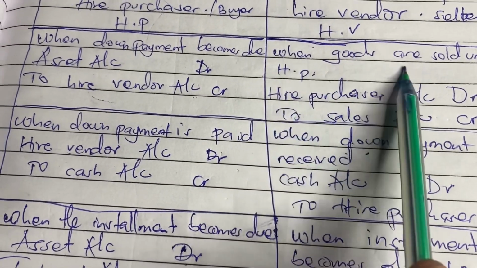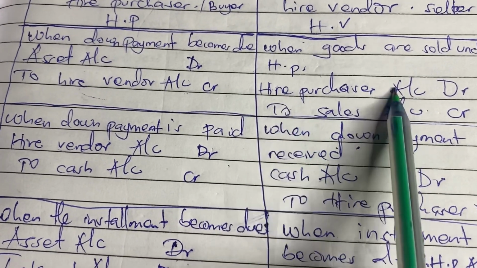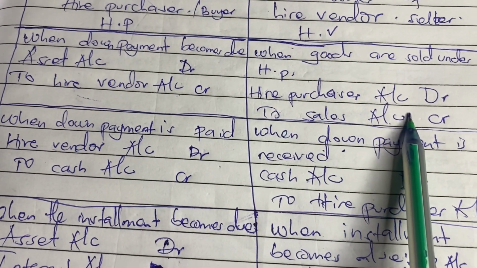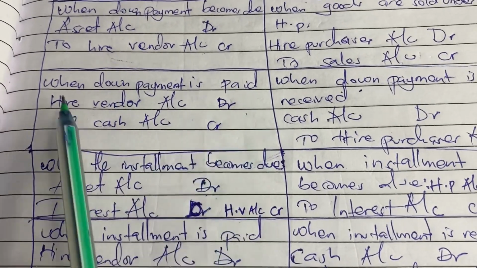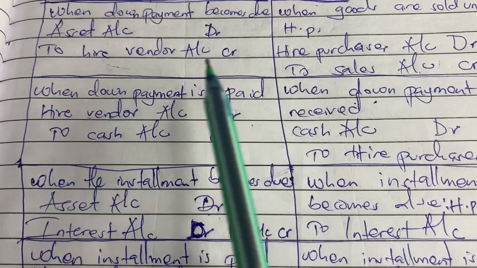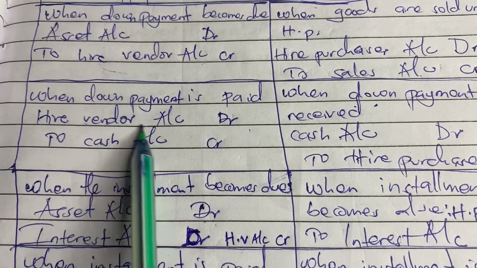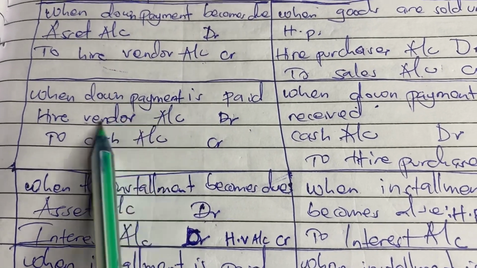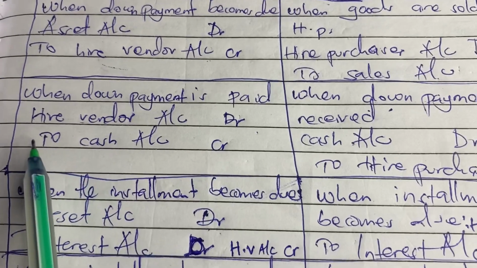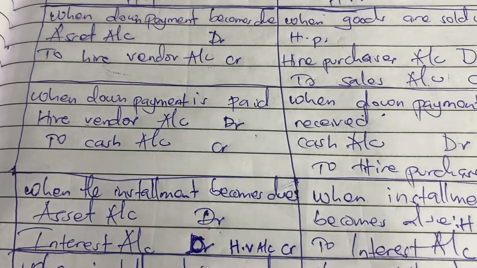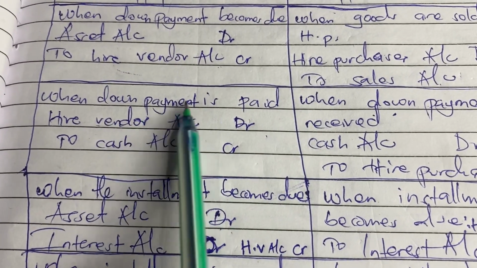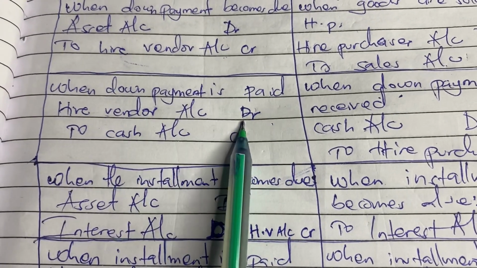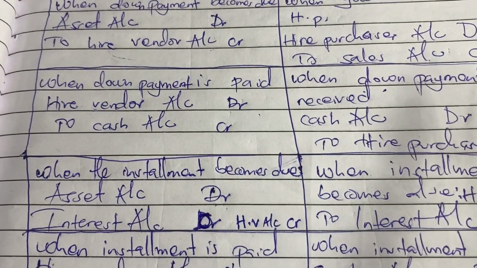Then when goods are sold under hire purchase, you debit the hire purchaser's account, then you credit the seller's account. Then when down payment is made, you debit the hire vendor's account. Remember, the hire vendor's account is like a creditor's account. When a creditor's account is reducing, we debit. When it's increasing, we credit. So when a down payment is made, meaning the debt is reducing, we debit the hire vendor's account, we credit the cash account since cash is going out.